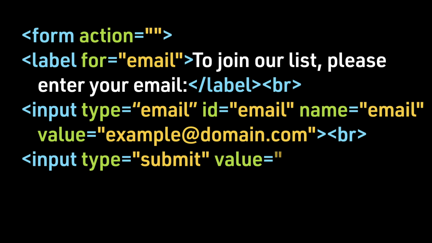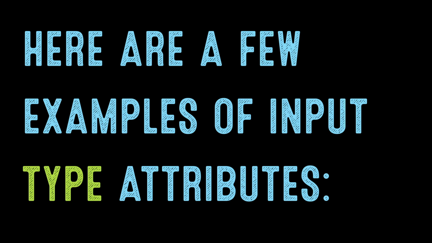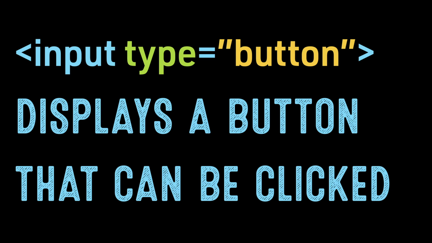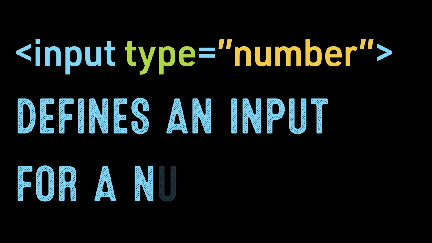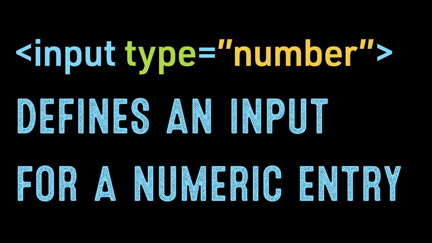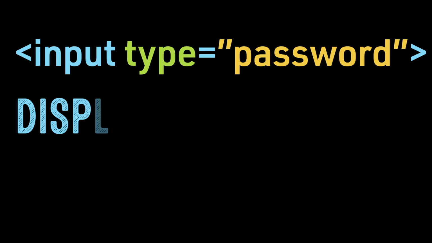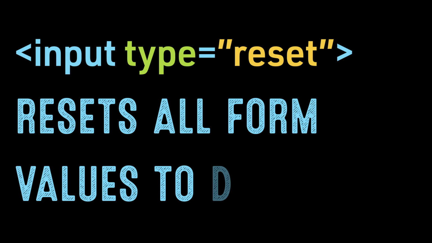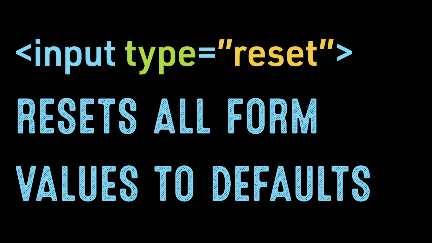Here is an example of a simple form to collect an email. Here are a few examples of input type attributes. Input type button displays a button that can be clicked. Input type number defines an input field for a numeric entry. Input type password displays a password field. Input type reset resets all values to defaults.